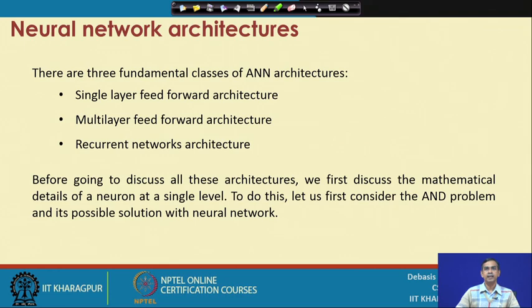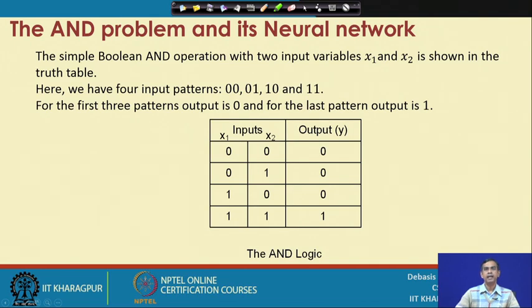So these are the three different architectures. Before learning them, we will quickly go through the mathematical details of a neuron at a single level. To do this, let us first consider a problem. We can term this an AND problem. AND is a very popular problem in Boolean logic, and this is the truth table of the AND problem.